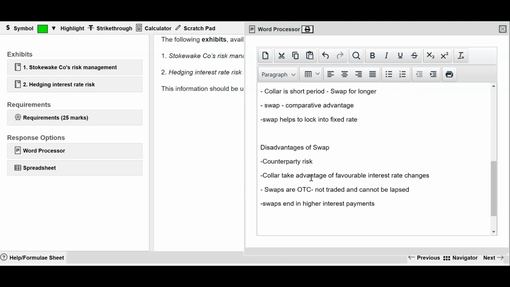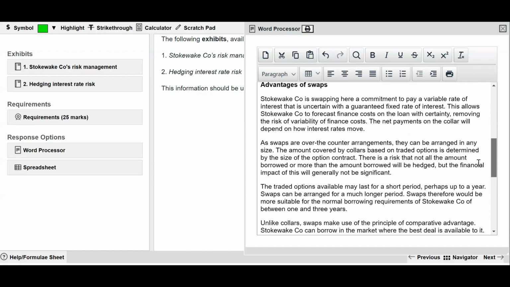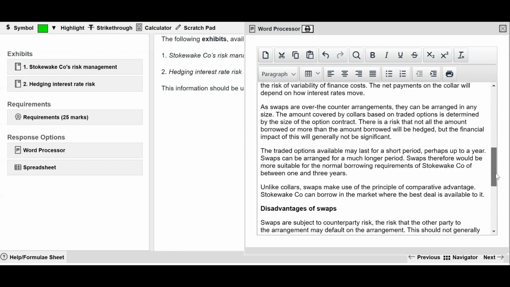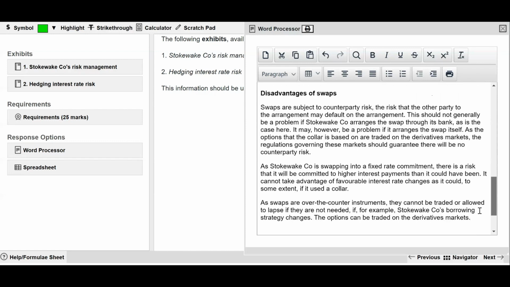Now, putting across these points in full-fledged sentences, as you see on the screen, comments drafted in full sentences. You can pause the video and take a screenshot. Advantages of these swaps drafted in full. And finally, disadvantages of swap. This is how your answer is supposed to be.